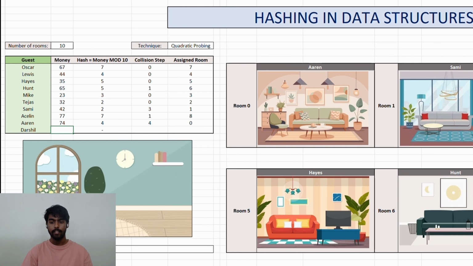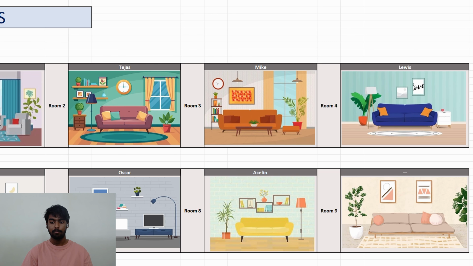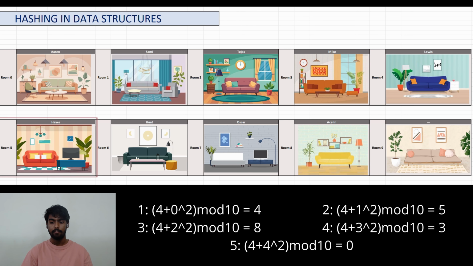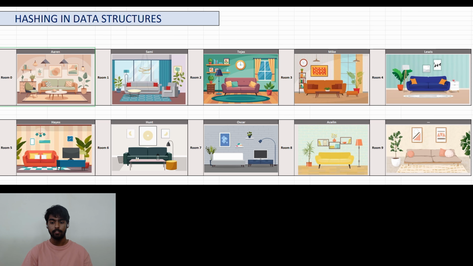So in my case, I have 74,000 and the hash value is 4. Room 4 is already occupied, and to resolve this collision, I apply the quadratic probing formula and get the value as 4. Again, I increment i by 1 and get the answer as 5, which is again occupied. So I repeat this process till I get a vacant room. Finally, after the calculations, I get assigned room 0.